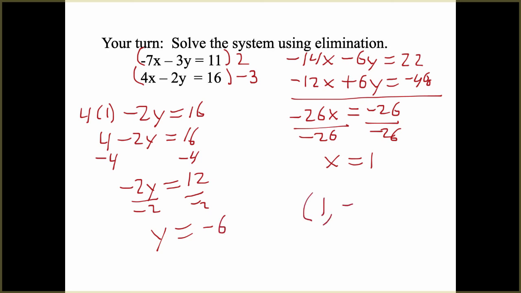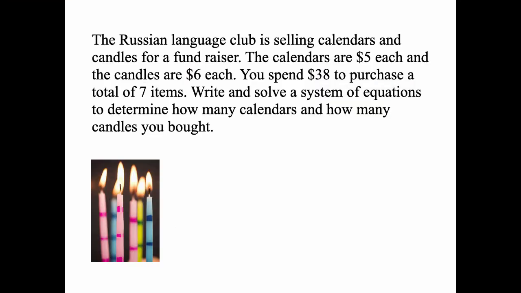So our ordered pair is 1, negative 6. Hopefully this is what you got. That is the solution to the system. The last thing we have is our word problem of the day.